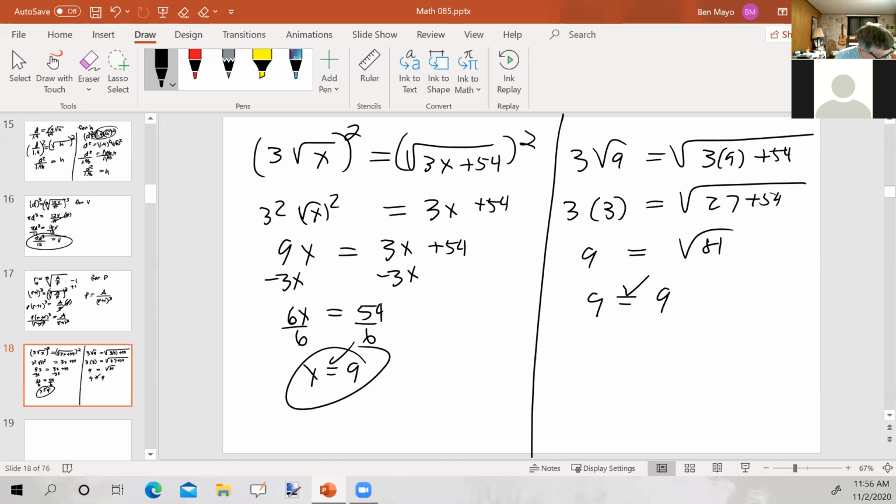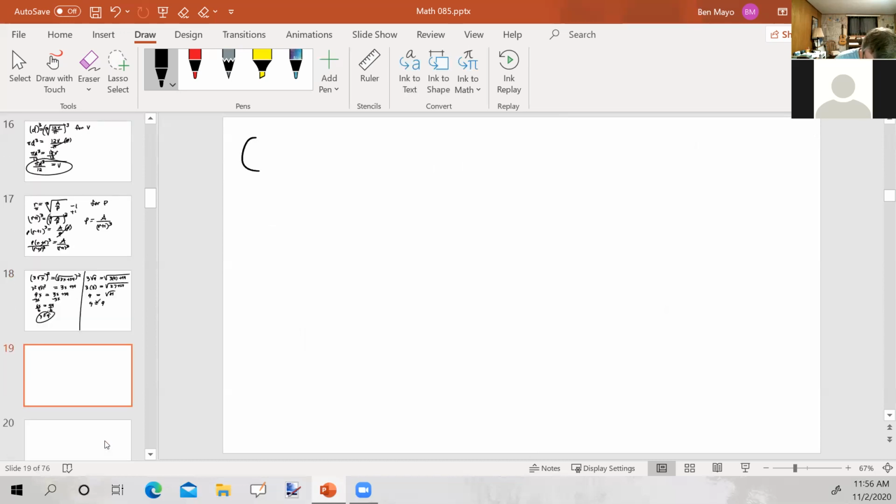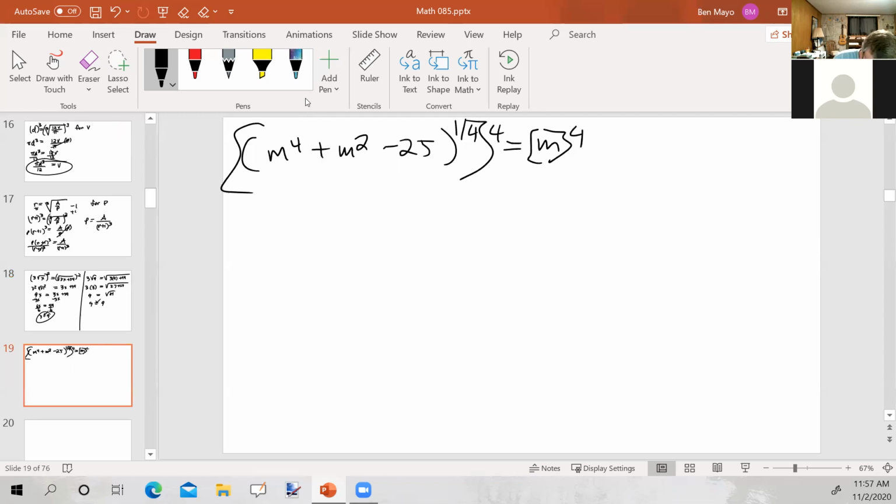Okay. How about this one? We have the quantity m to the 4th power plus m squared minus 25 all to the 1/4 power equals m. So I've got one radical or term with a fraction exponent, because the 1/4 power would be like the 4th root. So now I'm going to raise each side to the 4th power. On the left, I get m to the 4th plus m squared minus 25. On the right, I get m to the 4th power.